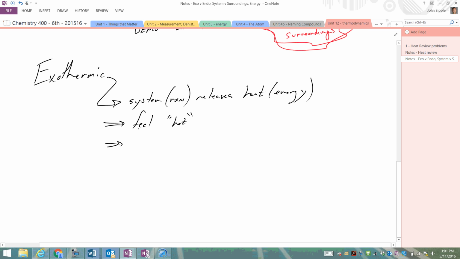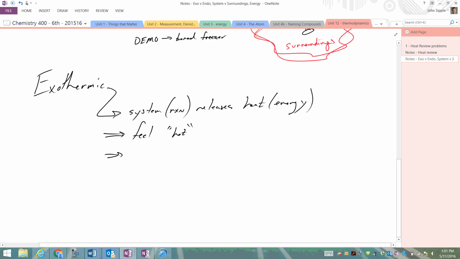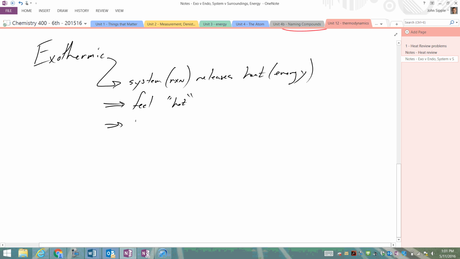All right, feels hot, all that sort of stuff. Is the heat a reactant or a product? Product. Okay, so some examples here would be water condensing. Water condensing is an example of that. Water freezing is exothermic.